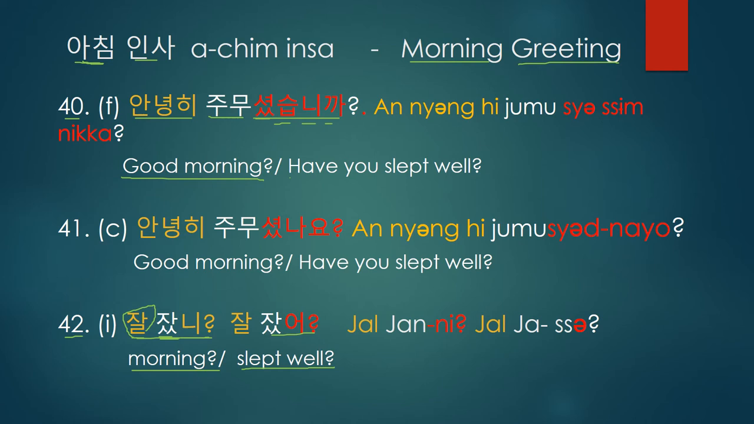안녕히 주무셨습니까? Formal form. And the 41, 안녕히 주무셨나요? Good morning. Have you slept well? It's casual form. 좋은 아침 means good morning. But these days it's also used in some companies, influenced by Western languages like bonjour, good morning and guten Morgen. It's the same meaning, so we use 좋은 아침이에요, 좋은 아침입니다. But the formal form is 안녕히 주무셨습니까? Number 40 and number 41, 안녕히 주무셨나요? Okay.